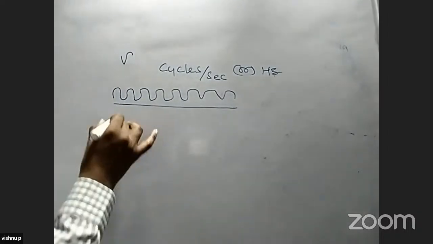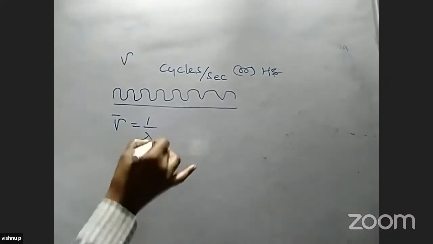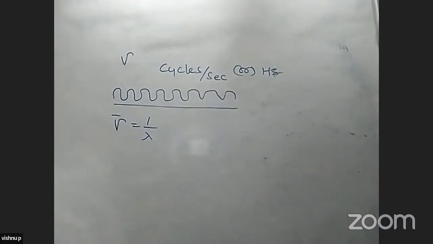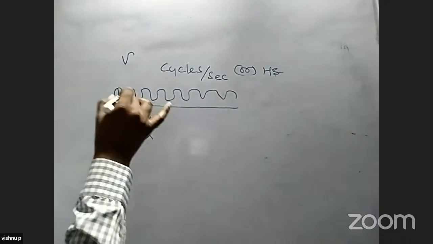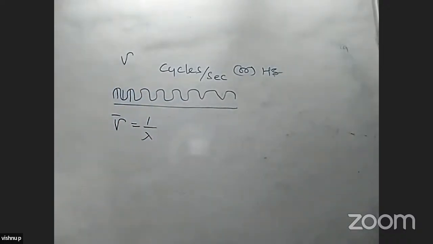And next is the wave number. The reciprocal of wavelength is called the wave number. And this is the amplitude. The height of the crest or depth of the trough is called the amplitude. Okay, now we'll discuss electromagnetic wave theory.